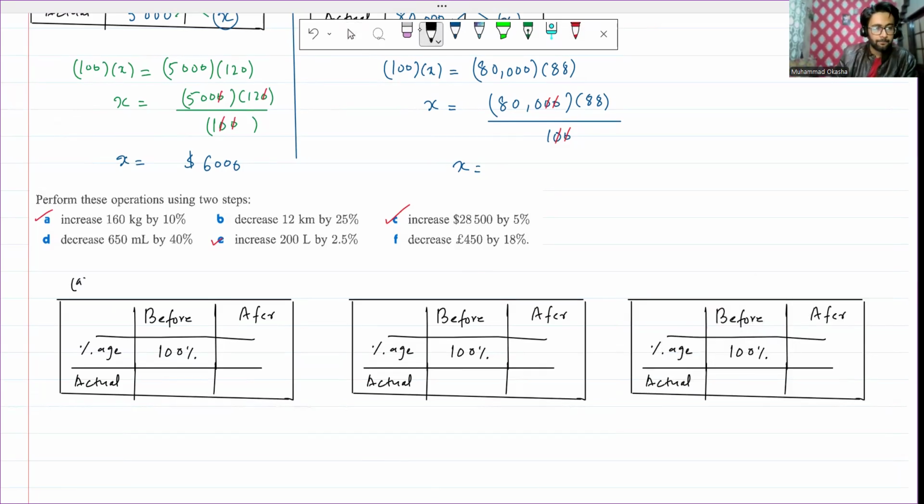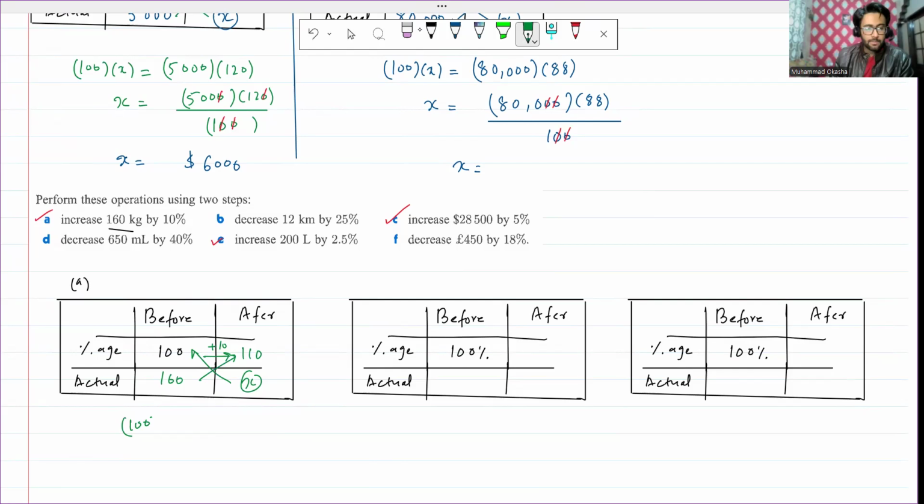So for part A, very carefully take a look. Increase 160, which means originally you had 160 kilograms, right? Actual value was 160. And you're going to increase it by 10%. So if you increase 100% by 10, you're going to get 110. How much would be the actual mass? I do not know. I'll call it X and I'll cross multiply.